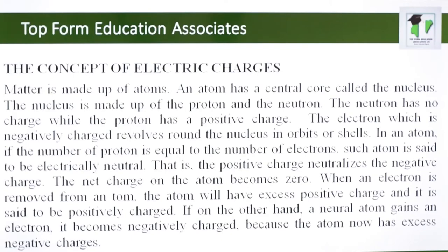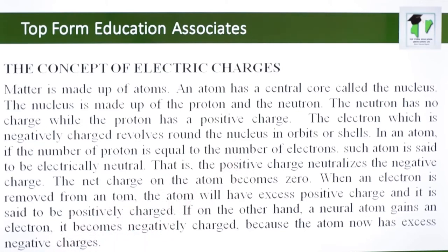So around the nucleus, we'll have the electrons. They move around the nucleus of an atom. In an atom, if the number of protons is equal to the number of electrons, such an atom is said to be electrically neutral. So an atom has an equal number of protons and electrons. Such an atom is said to be electrically neutral. That is, the positive charge neutralizes the negative charge, and the net charge on the atom becomes zero.